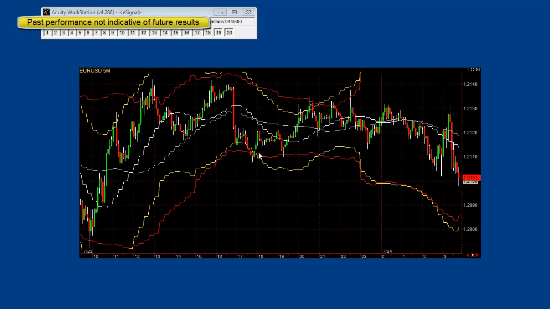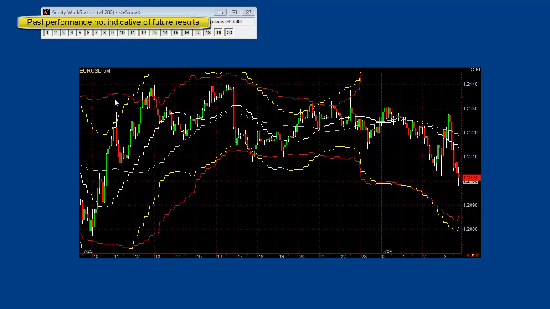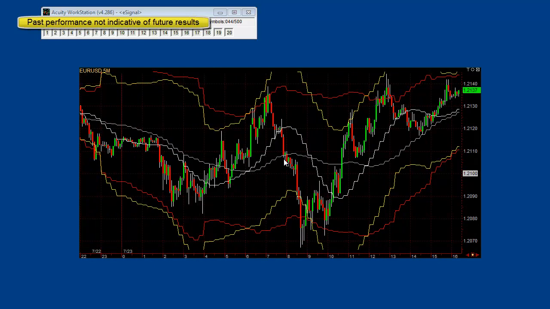Found the bottom, found the high. The other one was significantly above there. And these are quick little 10, 15 pip moves in the opposite direction that scalpers thrive on.